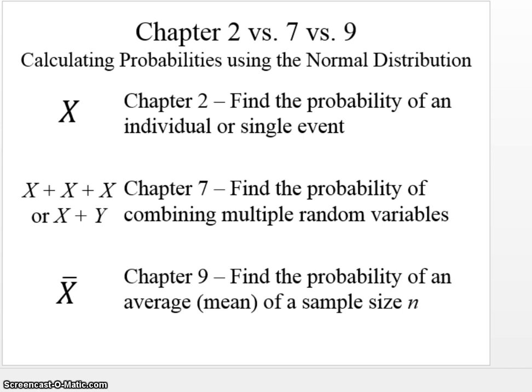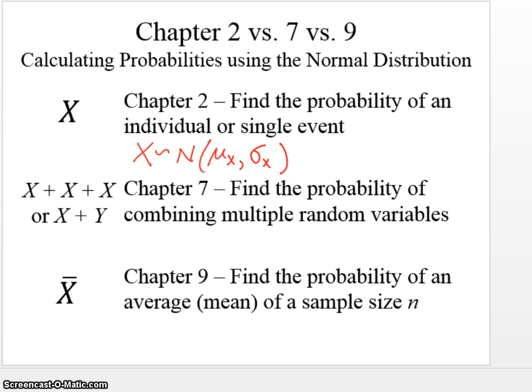X. X is a single event or an individual thing happening. And the symbols we're going to use here is that X is normally distributed with a mean of mu, or sometimes you'll see mu sub X, meaning this is the population mean, or this is the standard deviation of the population. So that's just an entire population. Here's the mean, here's the standard deviation. So that's what the symbols look like.